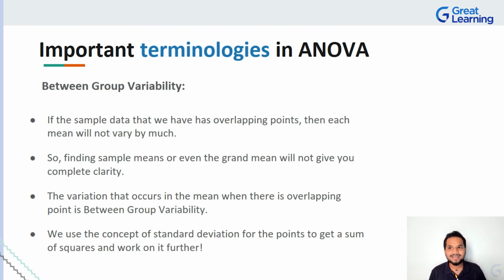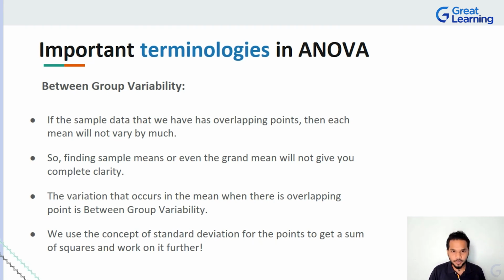So what you do then is you chuck away the simple mean, you chuck away the grand mean, and here you understand the variation that occurs in between these points where there is overlapping occurring, right? As I told you, there's a couple of data points here, there's a couple of data points. In this case, they are overlapping. What you do is you try to find the variation that exists between those points which are overlapping.